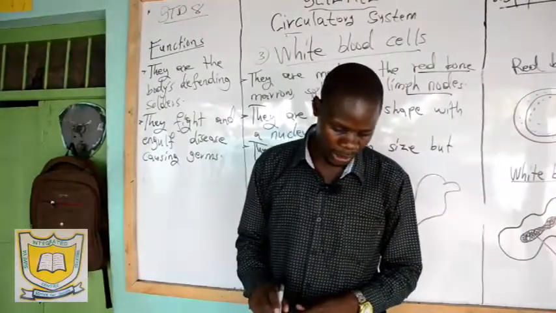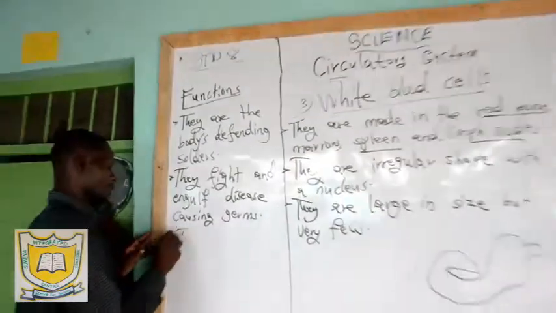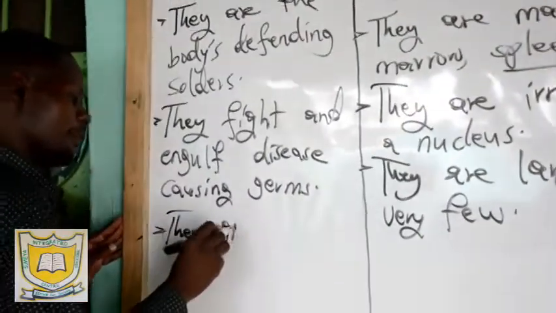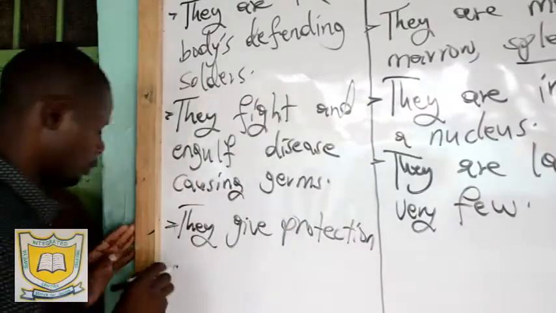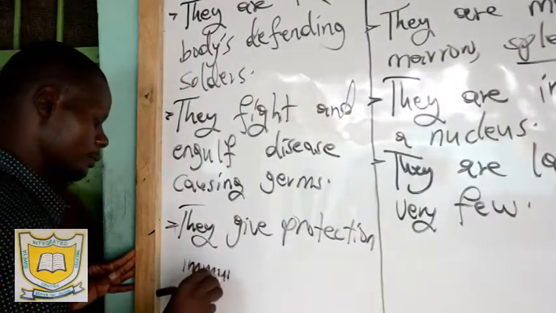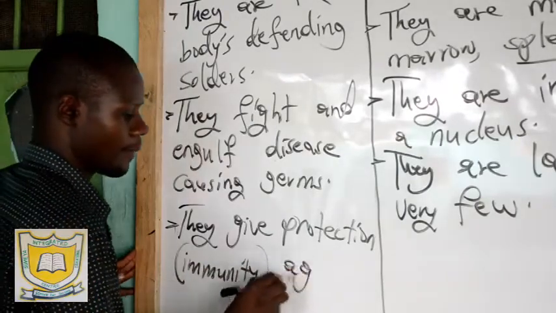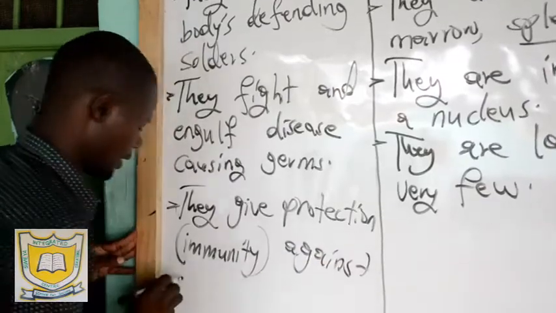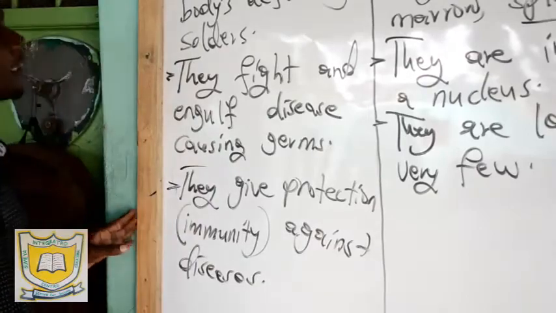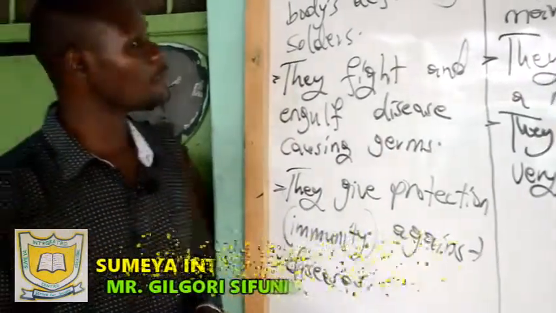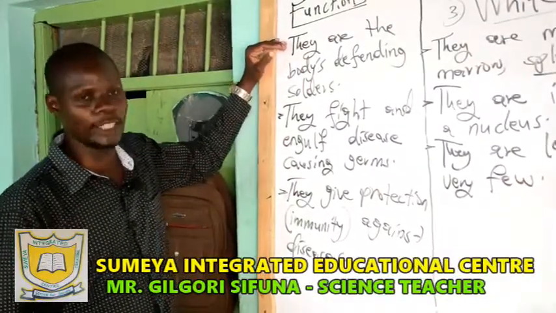They also give protection, that is immunity against diseases. They boost immunity against diseases. Now these are the functions. This is the function of the white blood cell. They are the defending soldiers.